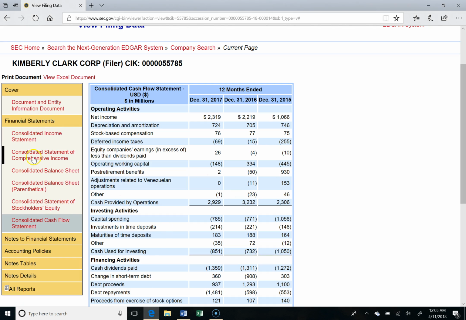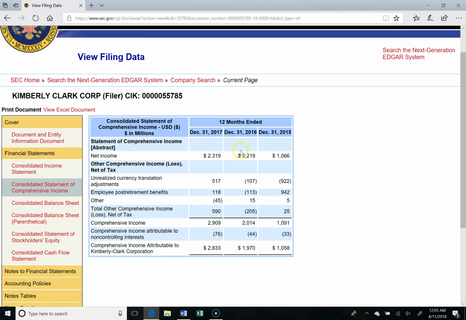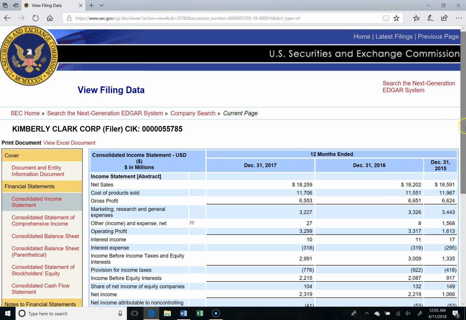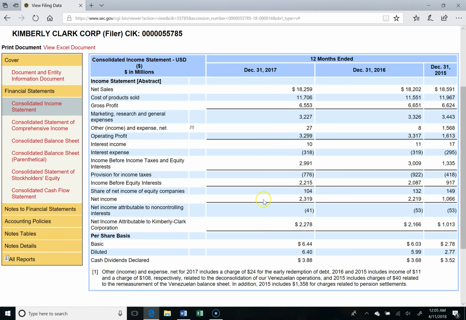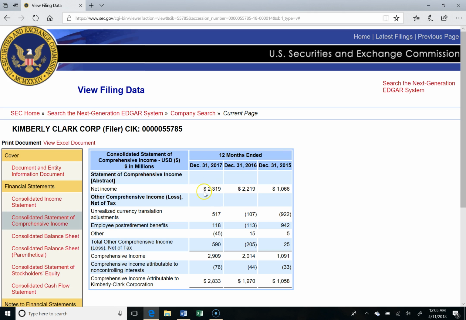I'm going to go to the statement of comprehensive income. I find my net income number here, 2319. That should reconcile back to what I see on my net income statement. Net income 2319. And in addition to that net income, I see an adjustment for other comprehensive income. Remember that other comprehensive income relates to unrealized gains and losses related to items that some may argue should be included in determining the company's value, and others would argue should not be included.